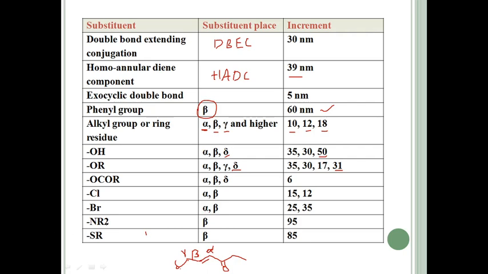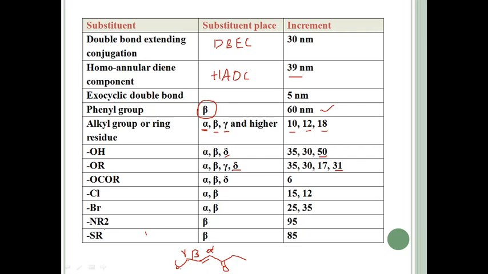Now move to another substituent, dialkyl amine. When dialkyl amine is acting as a substituent, only at beta position, when the N-alkyl amine is substituted at beta position, then only it will get 95 nanometer increment. Whether it is present at alpha, gamma or delta, there will be no increment. For the case of beta only, we have to give 95 nanometer increment for dialkyl amine.